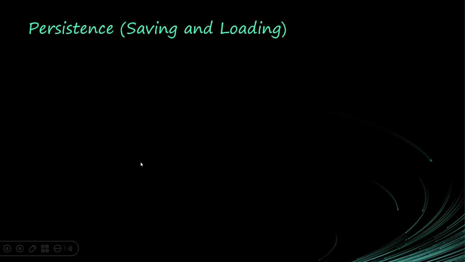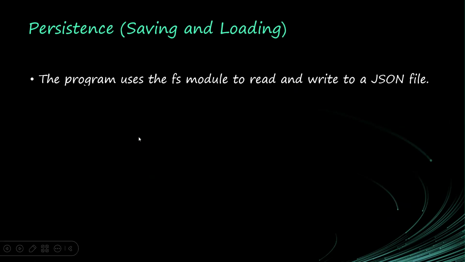So now persistence, we need to save. We need to save and we need to load. If not, after the program exits, we will not have the tasks again. So the program uses the FS module. The FS module is used to read and write to files, to read and write to a JSON file. Of course, you don't know JSON, we have not done JSON, but we will do it in later classes.